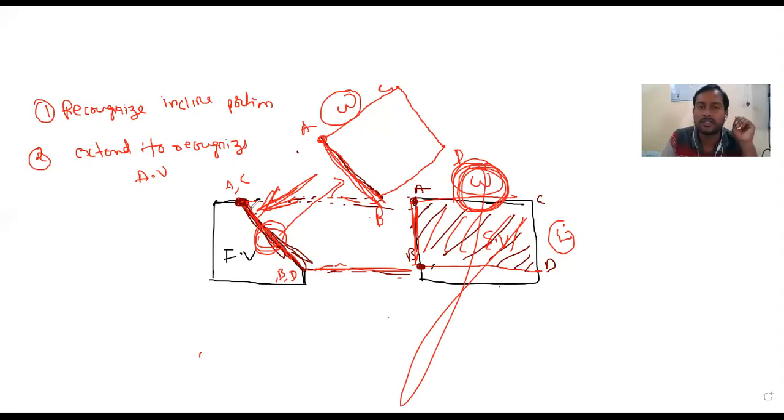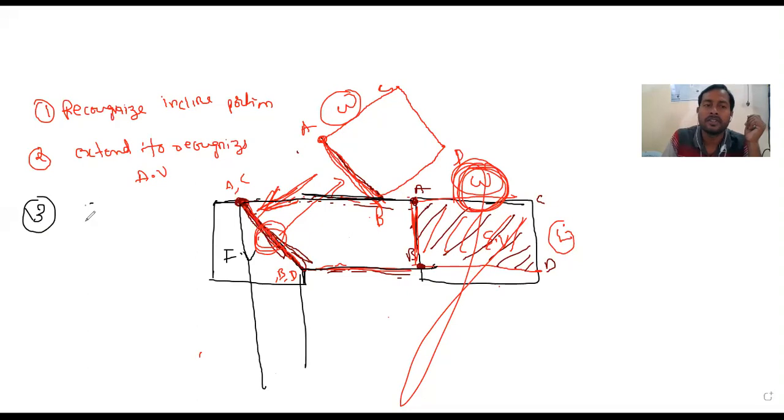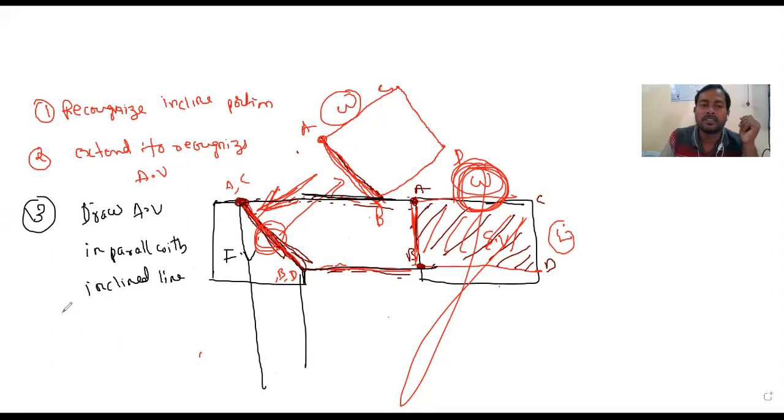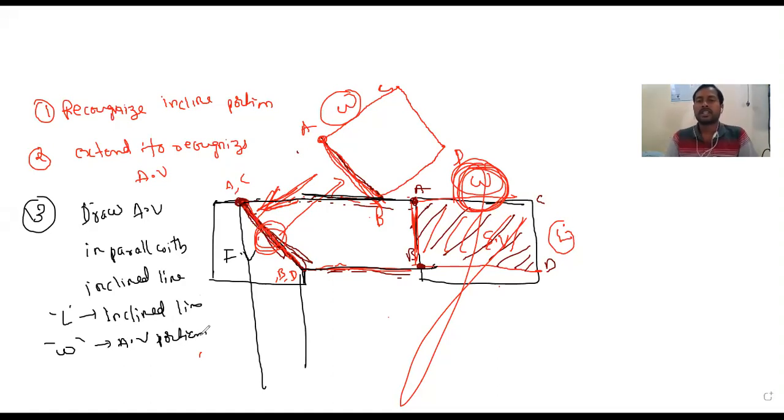We extended from here to here, from here to here, and from here to here. If the top view is given, should we extend downward or upward? Upward. After that, draw the auxiliary view parallel with the inclined line. So the length is taken from the inclined line and the width is taken from the auxiliary view portion. Okay Nama, is it clear?